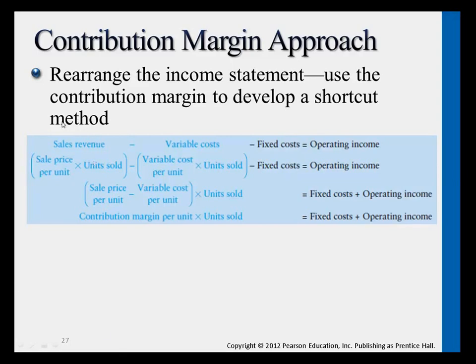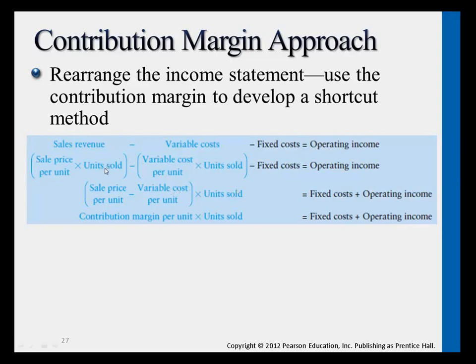So let's look. We have our sales revenue minus variable cost minus fixed cost, and that's how we find our operating income. I'm going fast because we've discussed all of it. So sales revenue, we said, is the sales price per unit multiplied by units sold. And variable costs are your variable cost per unit multiplied by units sold. So we are dissecting our formula into smaller components. Then again, we're subtracting our fixed cost, and we get operating income.